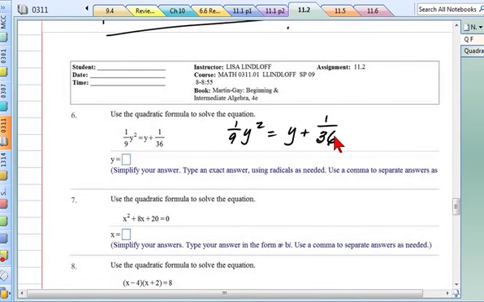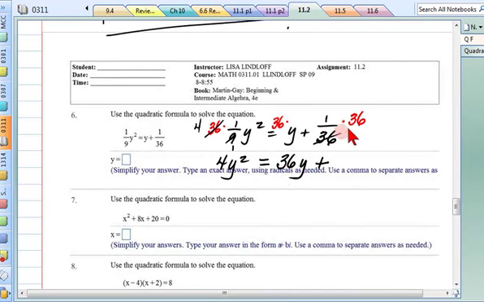36, actually. 9 is the common factor. 36 is the common multiple. So I would multiply by 36. It would be 36 times each one of these. And what that would end up giving you, 9 goes into itself once, 9 goes into 36 4 times, so you would have 4y squared is equal to 36y plus the 36 divide out, and I get a 1.